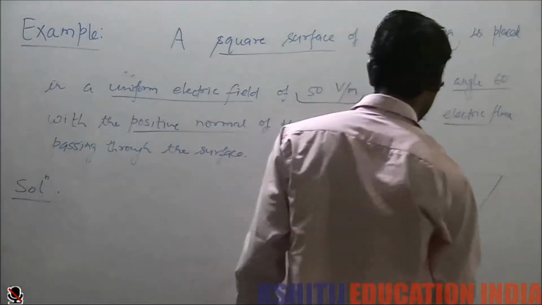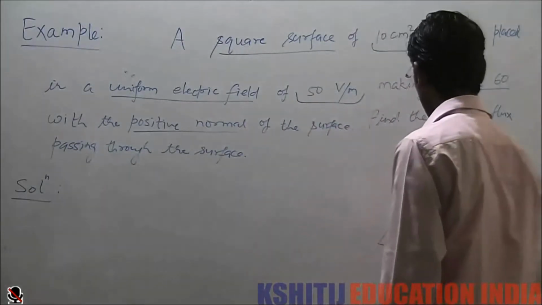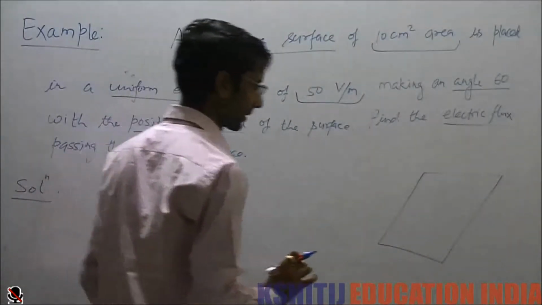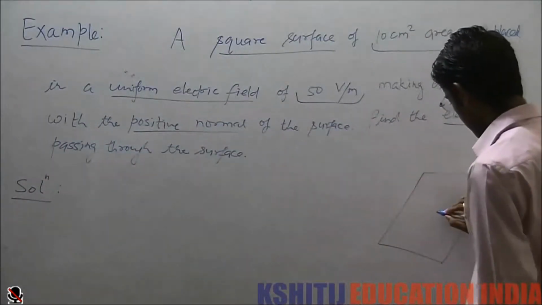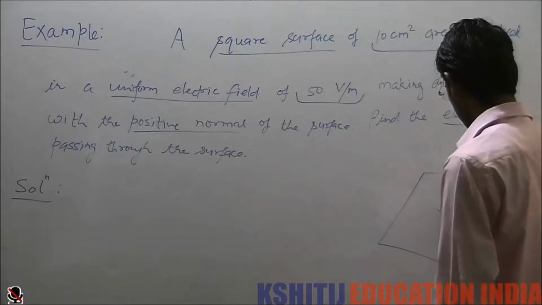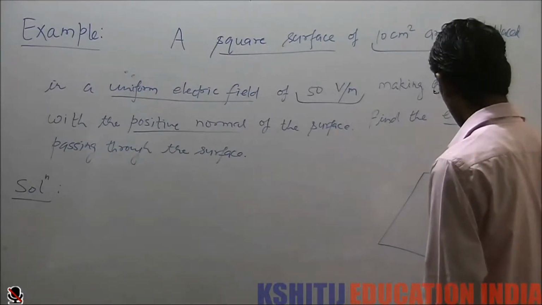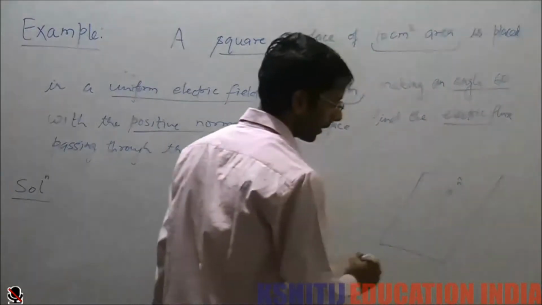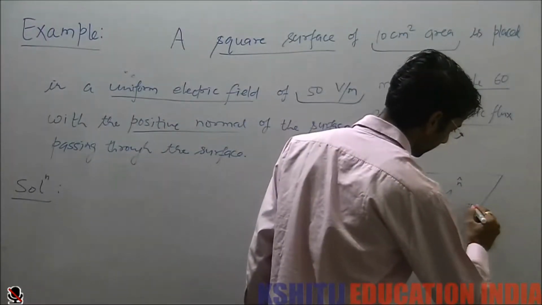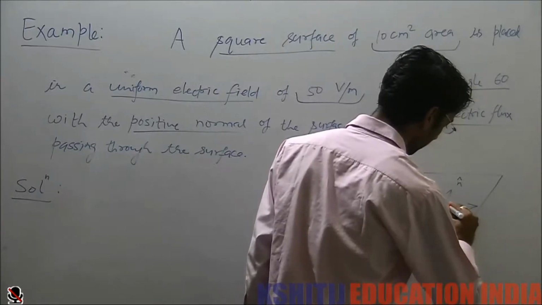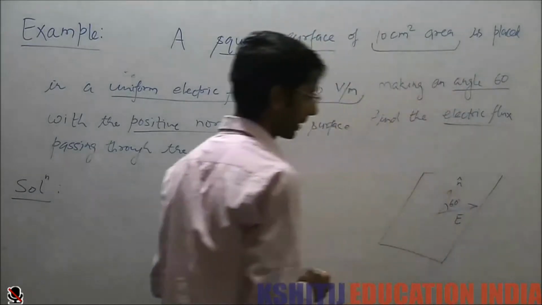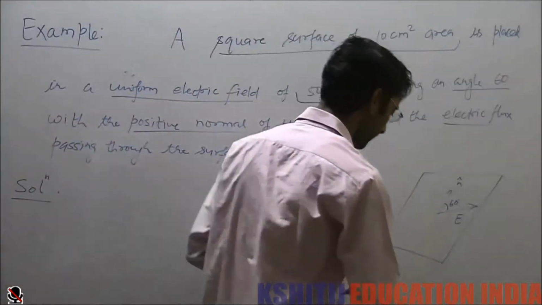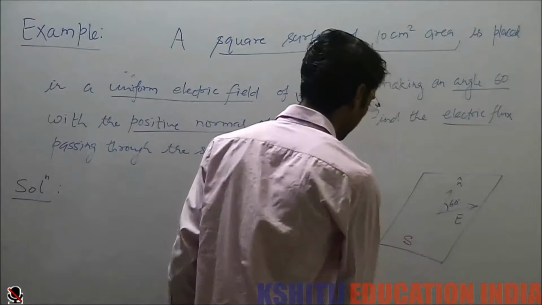So this is a surface for which we are interested in finding the electric flux passing through it. It will have its normal. Let's say this is the direction of the positive normal, and the electric field is directed in this direction, which makes a 60 degree angle. This information is known to us, and this is the surface area S.